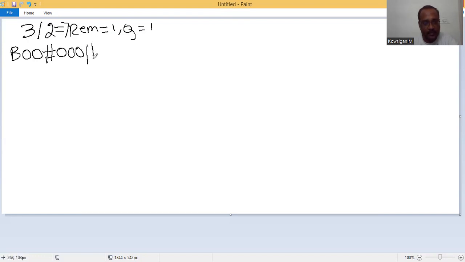This part we will be having the quotient, and this part we will be having the remainder. Now how can we solve this problem?